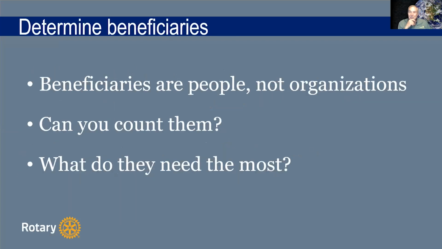Then you want to talk about beneficiaries, and Rotary and the Foundation, we're always asking about the beneficiaries. Beneficiaries are people. And some people make the mistake of saying, well, I found this organization and they work in that country and they need some help and we want to help them. So they're the beneficiary, but that's not right. The organization isn't the beneficiary, it's the people they're helping.